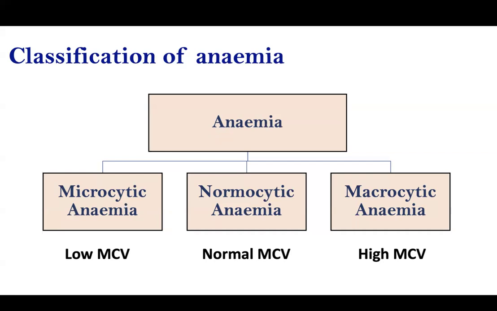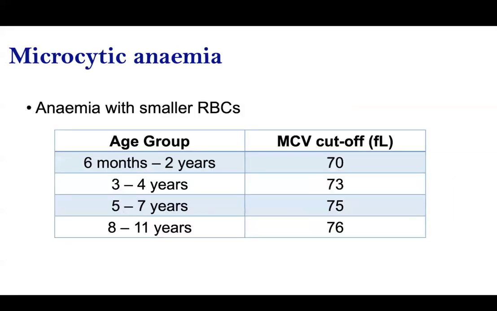So our child has low MCV and microcytic anemia. So now what? Then we need to know the differential diagnosis for microcytic anemia in children. So what are they? Hemoglobinopathies like thalassemia. Yes, number one, thalassemia or hemoglobinopathies. Number two, iron deficiency anemia. Sideroblastic anemia.